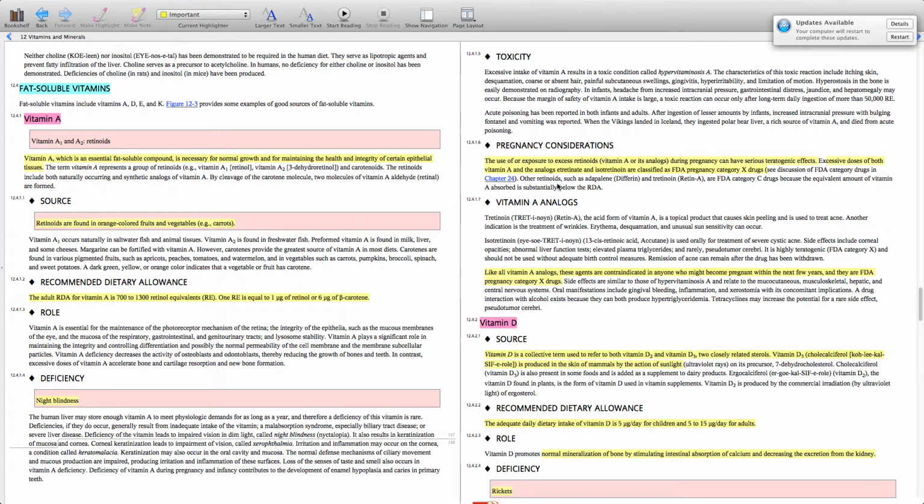Now you're going to see more toxicity with these vitamins because they are fat soluble. Hypervitaminosis A is what the toxicity is called. And that's itching skin, desquamation, coarse or absent hair, painful subcutaneous swellings, gingivitis, hyperirritability, and limitation of motion. So again, these are the toxic results.